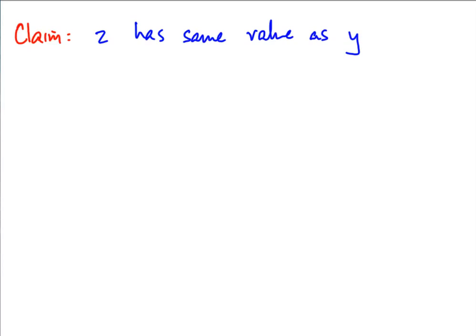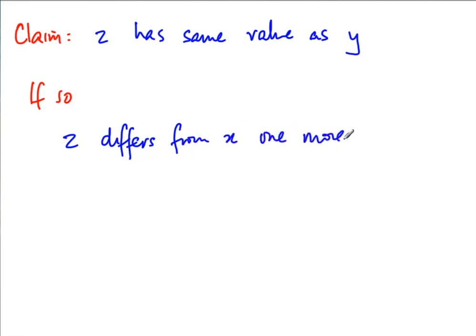Now suppose we assume this. So suppose this is true. Then we know that z differs from x one more position to the right. So in some sense the number of coordinates which agree in z and x is at least one more than the number of coordinates which agree in z and y.